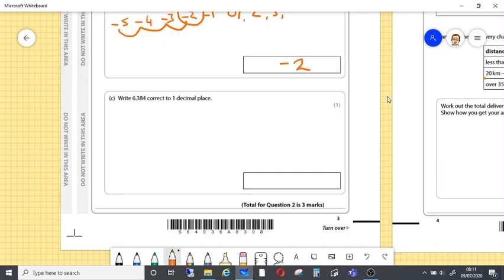So it's write 6.384 to 1 decimal place. So let's have a look at this. 6.384 to 1 decimal place.